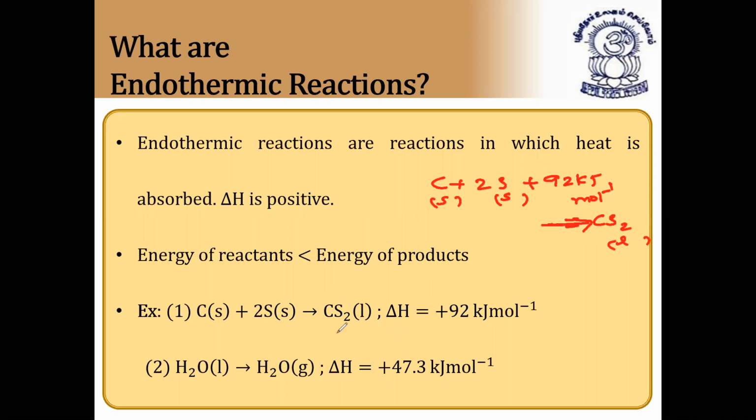This is the clear difference between endothermic and exothermic. In endothermic reactions, energy of reactants is always less than energy of products. Similarly, H2O liquid changes to H2O gas. For this, we have to give some energy. That energy is equal to 47.3 kilojoules per mole. For this reaction, we can write H2O liquid plus how much energy we are giving to convert liquid into gas, 47.3 kilojoules per mole, gives rise to H2O gas, that is vapor.